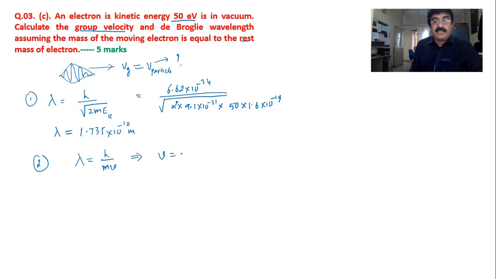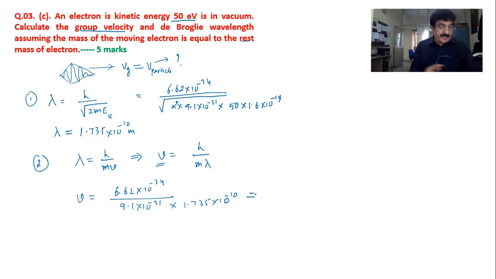This implies V is equal to h divided by m into lambda. This V itself is particle velocity. So V is equal to 6.62 into 10 power minus 34 divided by mass, which is 9.1 into 10 power minus 31, into 1.735 into 10 power minus 10. So solve this to get the answer.